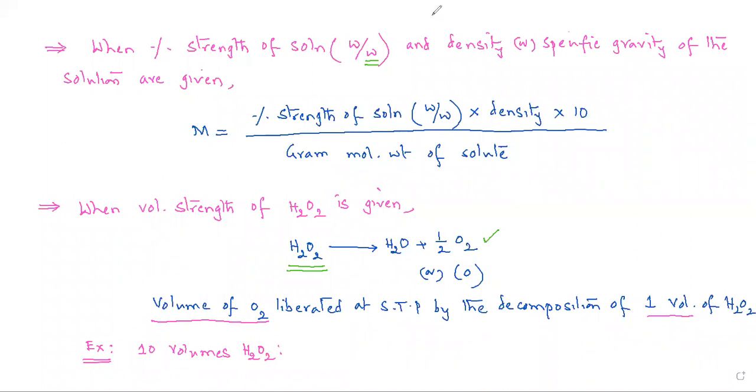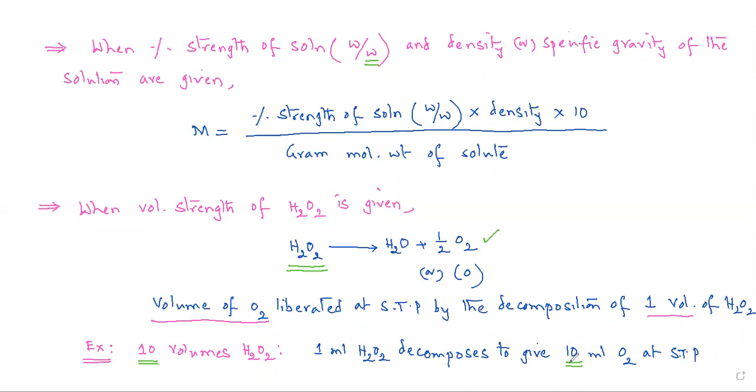What do you mean by this? See, it says that this 10, of course, refers to the volume of oxygen. It says that 1 ml hydrogen peroxide, I've taken ml, you can actually consider liters also, 1 ml H2O2 decomposes to give 10 ml oxygen at STP. So whatever we have written here, that goes here. This is the only thing that changes.